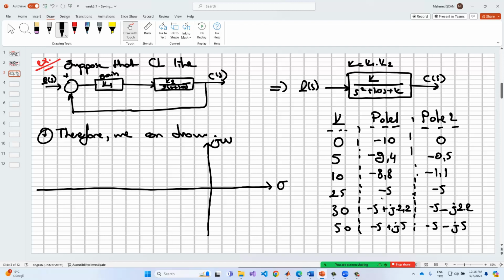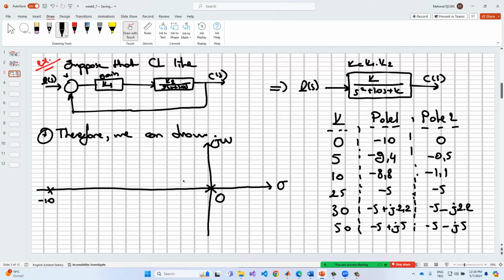We must first know that if we choose K equal to 0, then we have one pole here, right? Because the function is G(s) = 1/(s(s+10)). This is the 0 root coming from the plant, and we also have minus 10 from G(s), right? We can assign these parameters here.